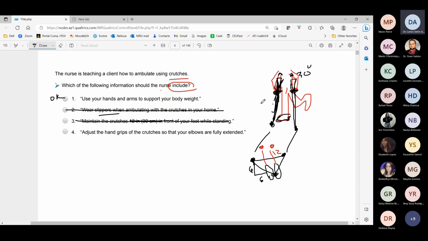Adjust the hand grips, those horizontal bars that you are grabbing, so that the elbows are fully extended. No, the elbow must be slightly flexed at an angle of 30 degrees, not fully extended. So it is wrong. So obviously the right answer is the first one.